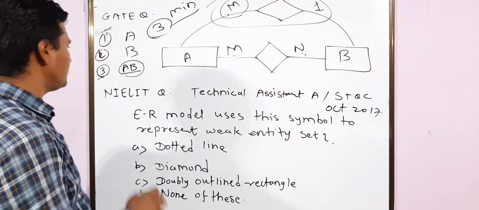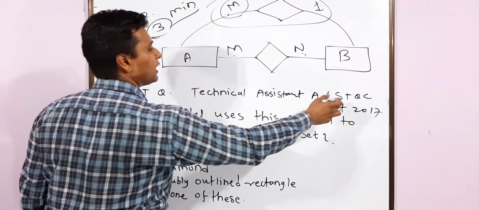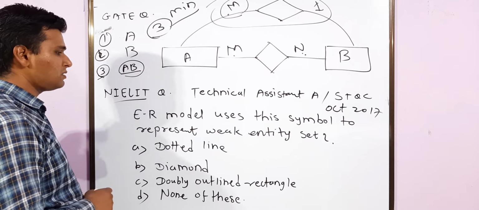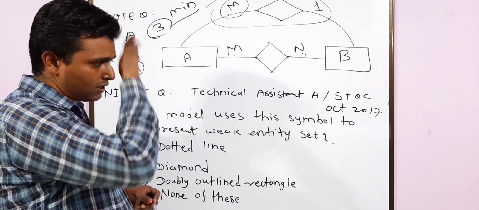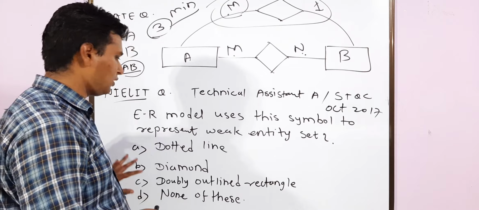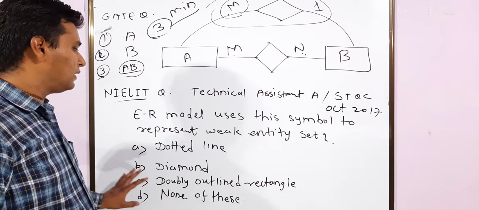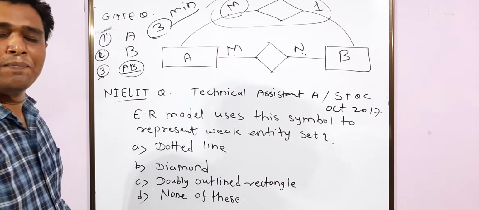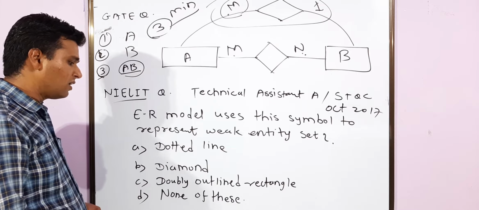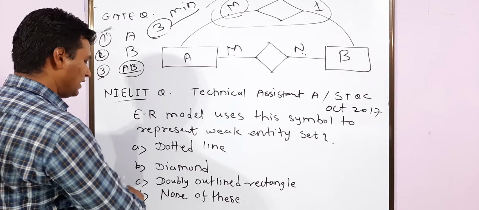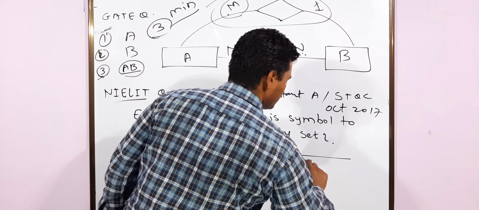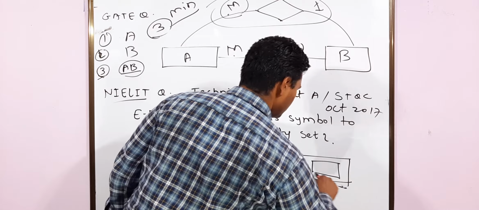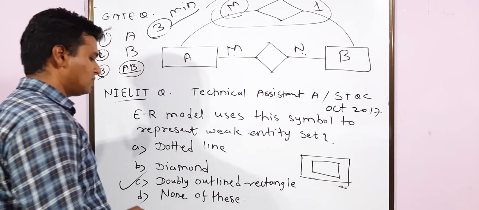Another question was asked in NIELIT Technical Assistant for STQC in October 2017. The question is: the ER model uses this symbol to represent a weak entity set. We have studied this in the fourth lecture of our ER model video series, where I told you about the different symbols. Which option do you feel is correct? You can write in the comment box. The option is definitely the doubly outlined rectangle, which represents the weak entity.